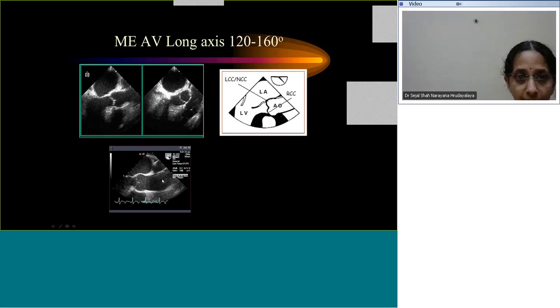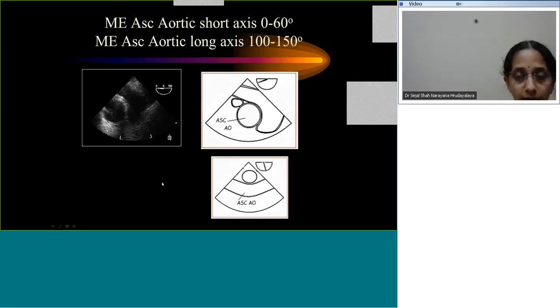Then we withdraw the probe a little further, because we were at the level of the aortic valve and the ascending aorta, and then we come a little further at the ascending aortic short axis. You come back to 0 degrees, and what we will see is an aortic short axis with SVC on the right side and the right pulmonary artery closer to the probe in its long axis.